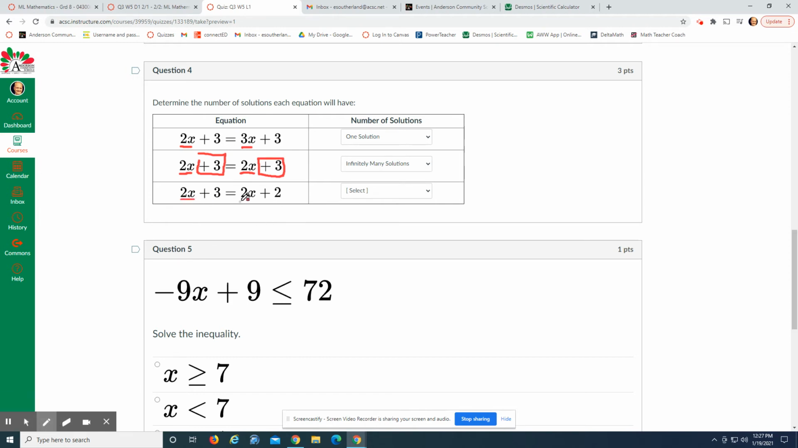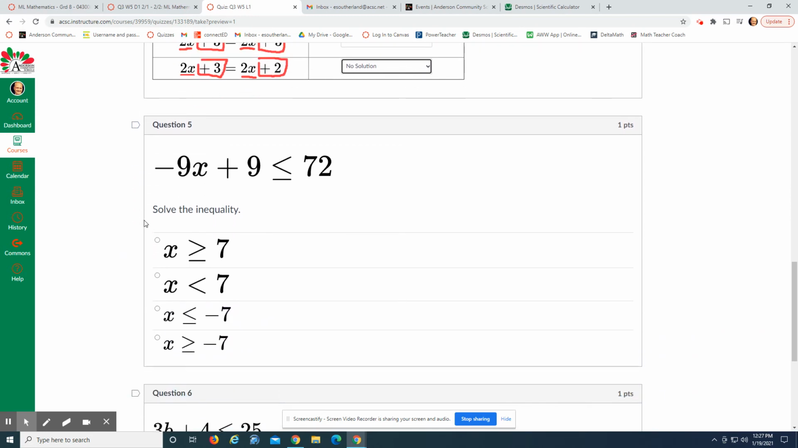Again, if these are the same, I look at the regular numbers. That says plus 3. This one says plus 2. They're different. That means no solution. So one solution is they have different variables. Infinitely many is everything's the same. No solution is they have the same variables, but they have different regular numbers.